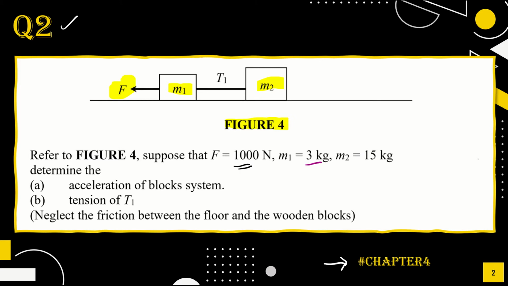Mass number 1 is 3 kilogram. Mass number 2 is 15 kilogram. We need to determine the acceleration of the block system, and also we want to determine the tension T1.